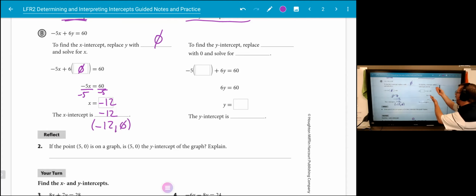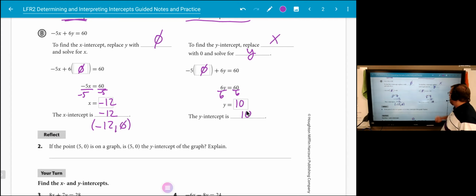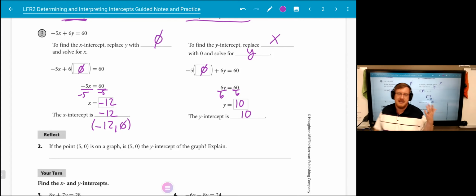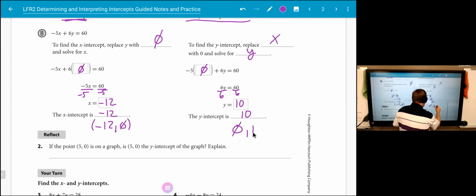To find the y-intercept, replace x with 0 and solve for y. If you're trying to find the y-intercept, you kind of got to have y left over, right? So anywhere I see x in this original equation, I'm going to replace that with 0. Negative 5 times 0, that's 0, it's gone. 6y equals 60. Divide both sides by 6, y equals 10. So the y-intercept is 10. When x was 0, y was 10.